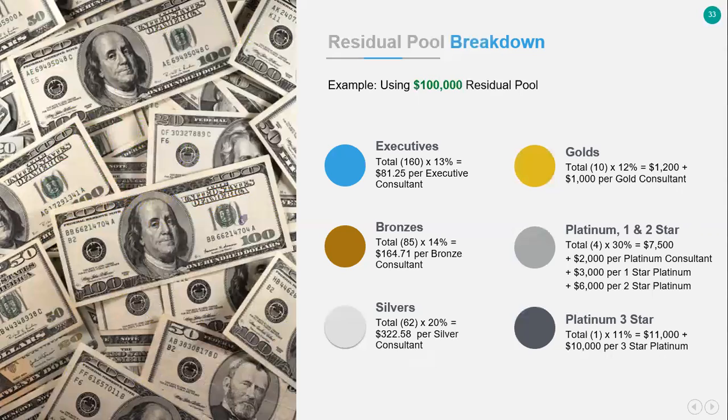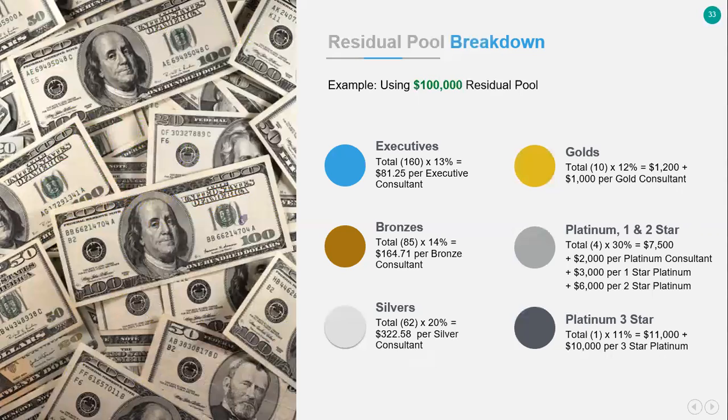The bronzes at 14% would get $161.71. The silvers at 20% would get $322.58. Our golds at 12% would get $1,000. Our platinums, 1 and 2 star, 30% will get $7,500.